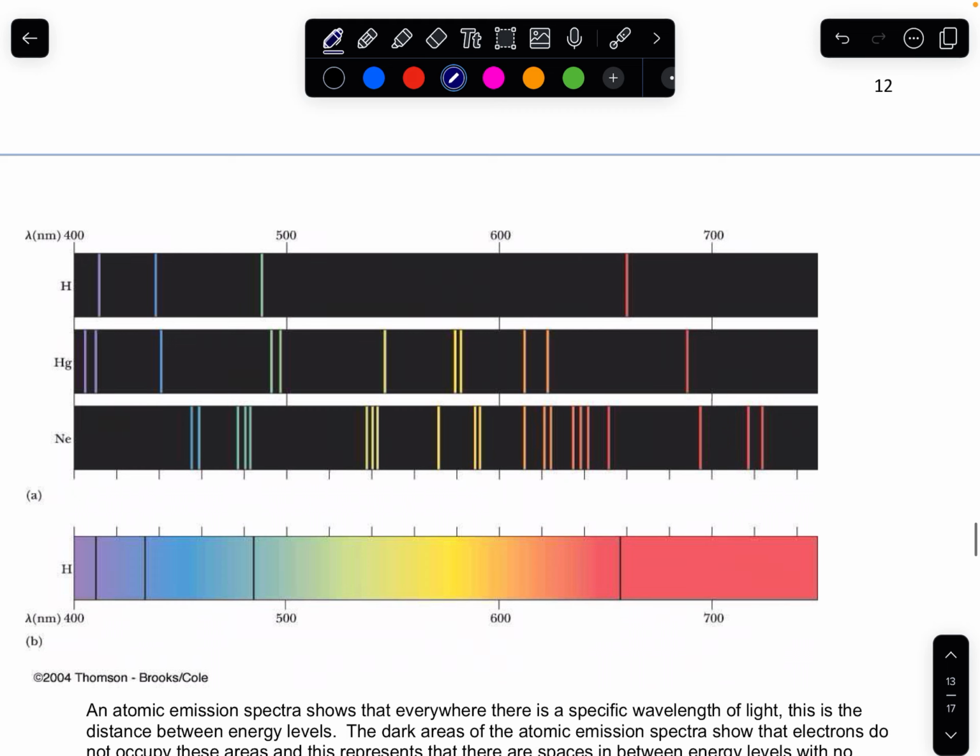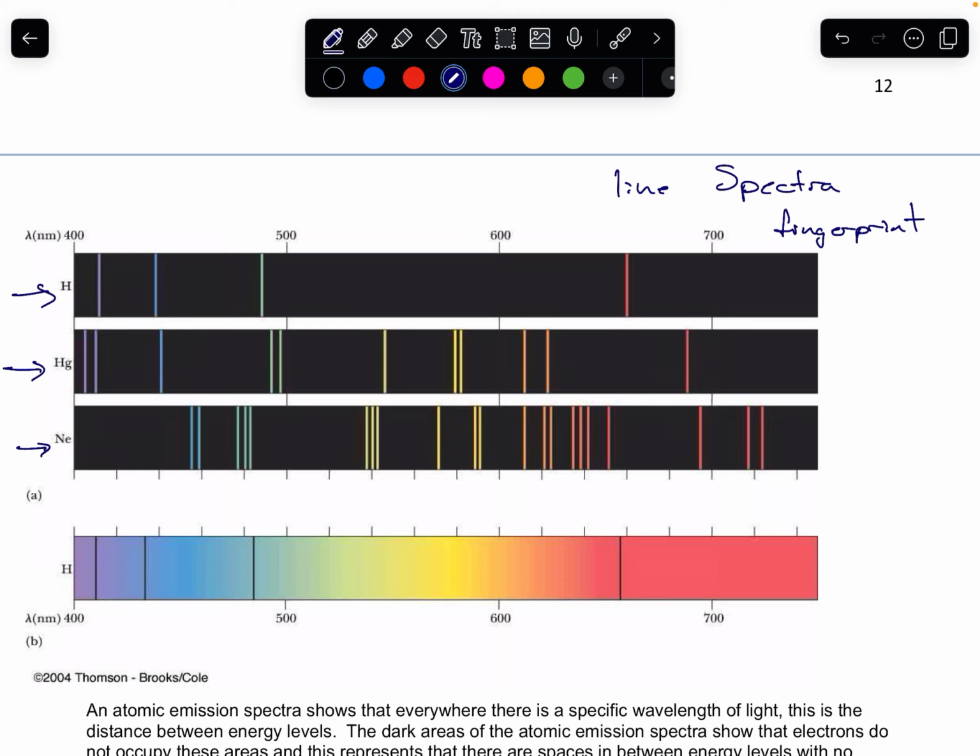So if I flip over to the next page, here are some other examples. We've got hydrogen up here at the top, the same one we were just looking at. I've got mercury here and neon. These are what we call line spectra, and they are unique to each element. They're kind of like a fingerprint. So we use them to help us identify elements.